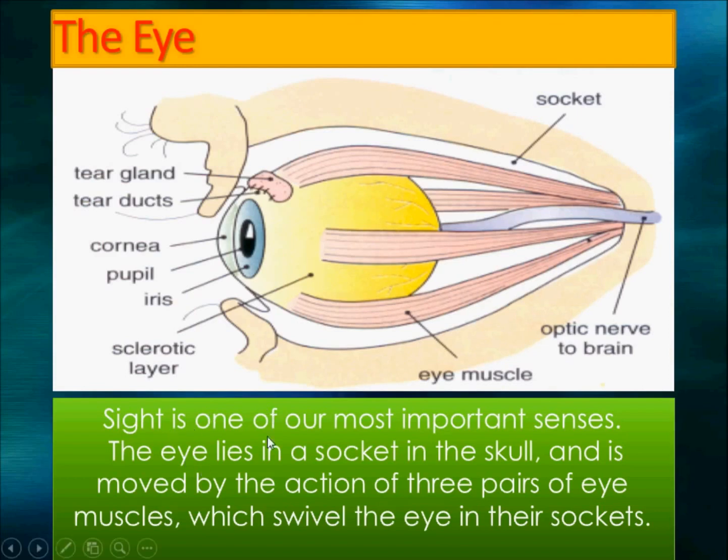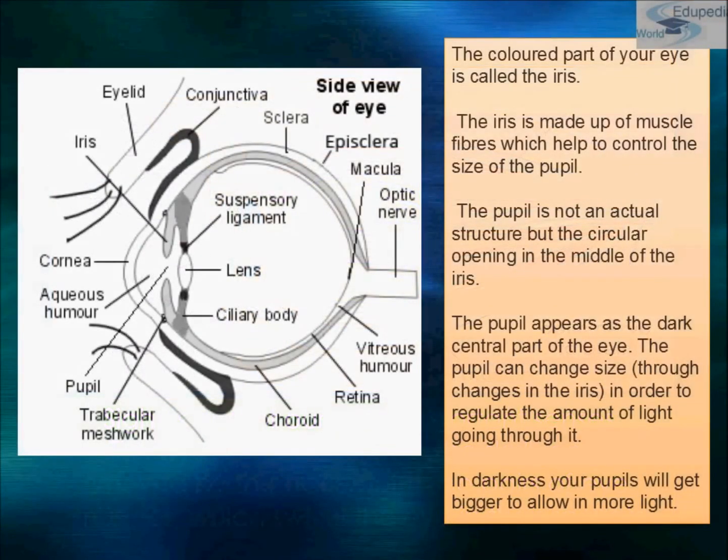So sight is one of the most important senses. The eye lies in a socket in the skull and is moved by the action of 3 pairs of eye muscles. Which are those 3 eye muscles we'll be studying in detail, but for the time being just know that movement of the eye is controlled by 3 pairs of eye muscles which swivel the eye in their sockets. See, the colored part of your eye is called iris. Some have blue eyes, some have black eyes, and some have brown eyes.